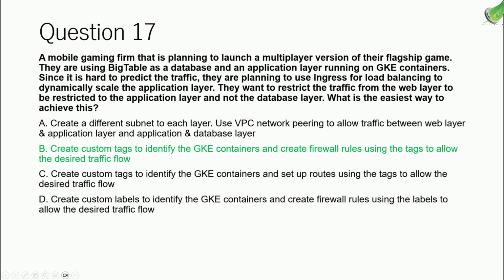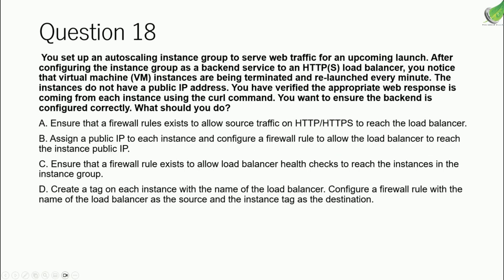Therefore, the easiest and most technically correct way, using VPC firewall rules, is B. Create custom tags to identify the GKE containers and create firewall rules using the tags to allow the desired traffic flow.